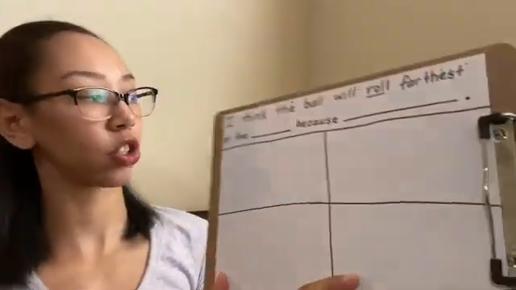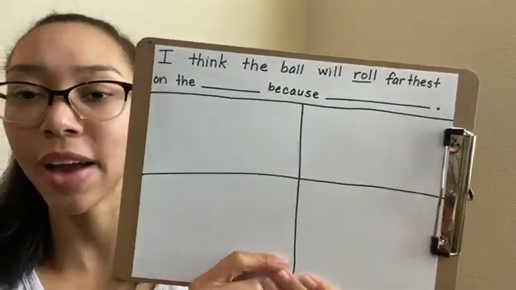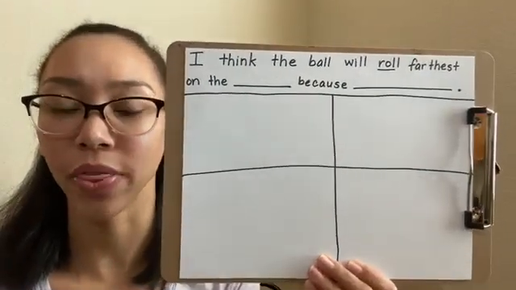So now that we have some background knowledge about friction, which is what makes things slow down when it's moving, we get to start our experiment. So to start, we need to create a data sheet. So this is what I've made for my data sheet. And at the top, I've made a space to put my hypothesis.